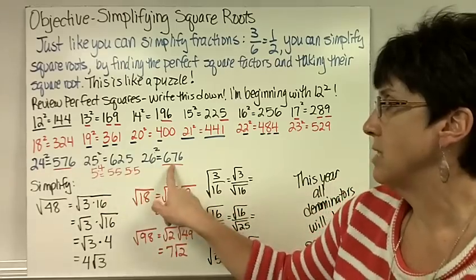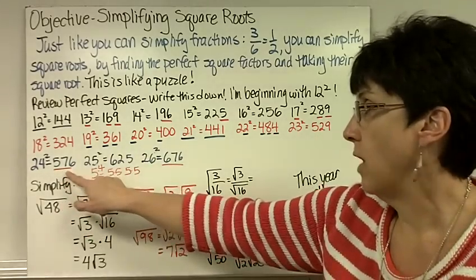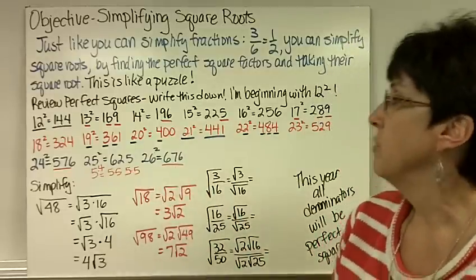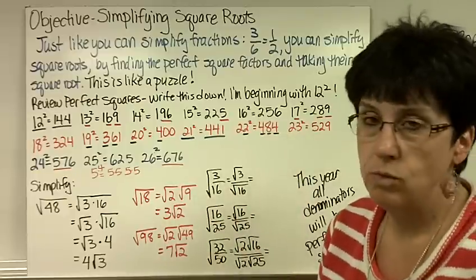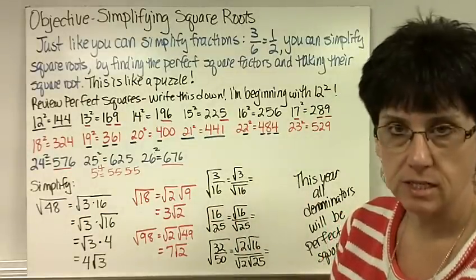24 squared and 26 squared are 100 apart. So 24 squared is 576 and 26 squared is 676. Now you don't need to memorize all of these, but if you can memorize some, it will be helpful too. All right, now let's get to the simplifying.